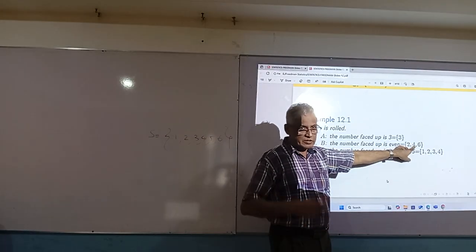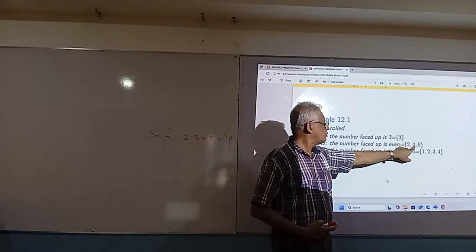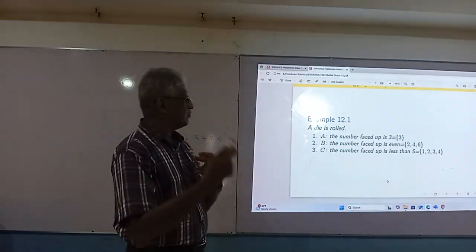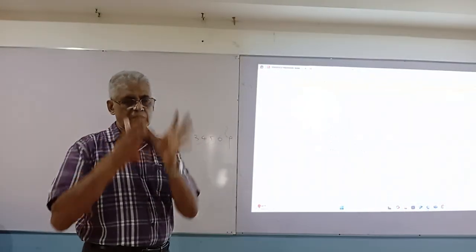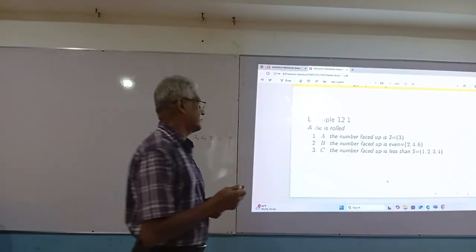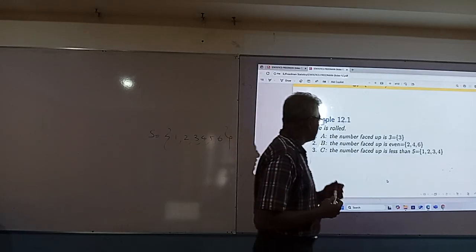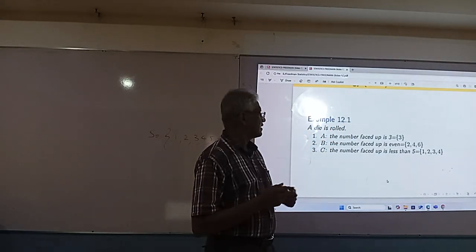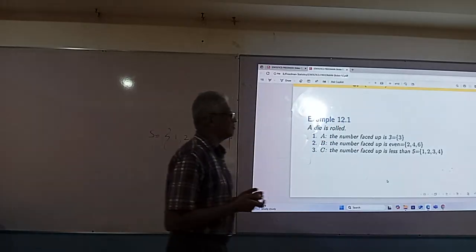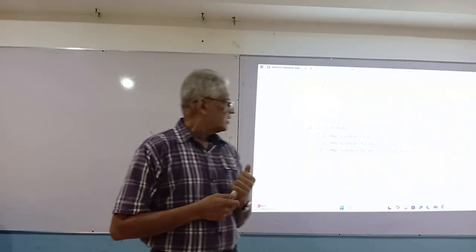There is another possibility, another way of happening event B. There is another way of happening the same event. So if you get any of those in one experiment, then you say B has happened. And see, the number faced up is less than 5. So these are the possible numbers less than 5.